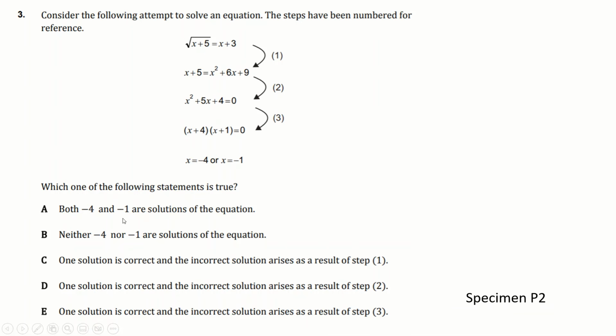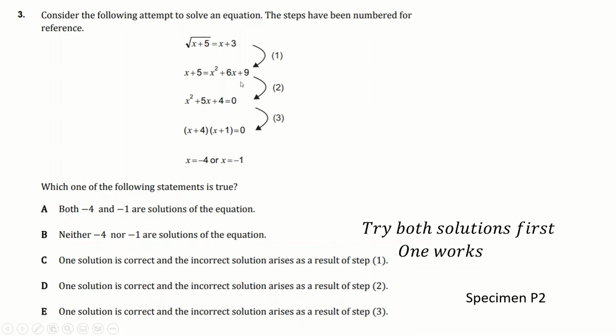Because if both answers work, then you eliminate some cases here. And if only one does, then sure. So you test both of these, and you find only one works. Because if you put in minus 4, you get root 1 equals minus 1, which is not correct because roots are defined to be positive. So only one of these things works. So the answer is one of these three things.